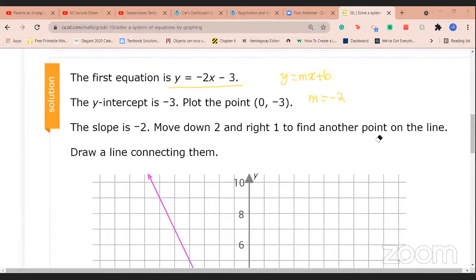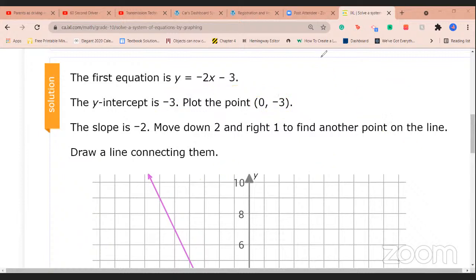Negative 3. Excellent. Okay, b is equal to minus 3. So the y-intercept is negative 3. Plot the point 0, negative 3. Okay, so this is our y-intercept.